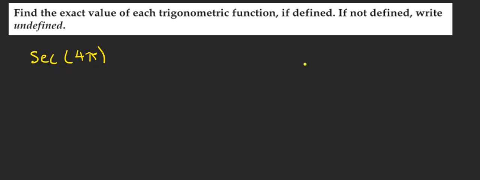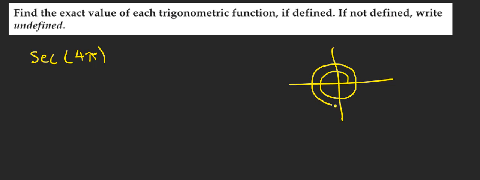Now let's try to evaluate secant of 4 pi. And you know that for one revolution, that's 2 pi. So you have to go another revolution, and that's 4 pi. So you end up over here. So in this case, the terminal side lies on the positive x-axis. So this is another example of a quadrantal angle.